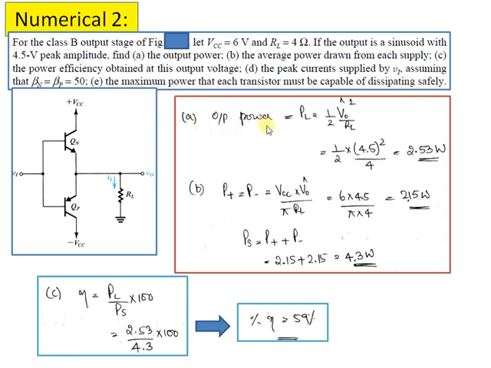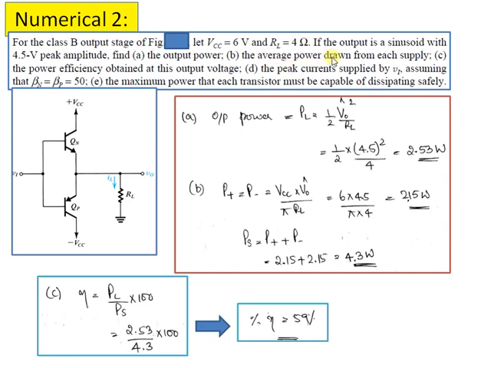First, that is the output power. Output power corresponds to the power that is delivered to the load, and that is computed as PL is equal to half of V out cap the whole square divided by RL, and the question clearly says that V out cap is equal to 4.5 and RL is equal to 4 ohms. So substituting, you get the value as 2.53 watts.